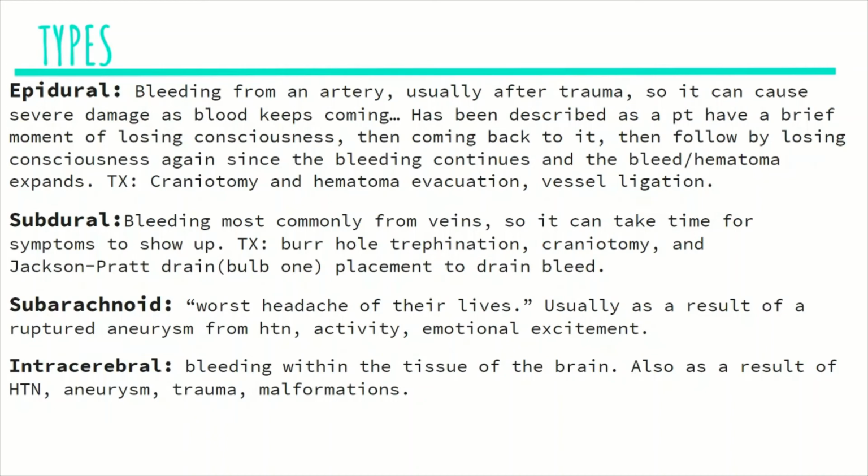Intracerebral bleeds, again, can also be a result of high blood pressure, aneurysms, trauma, or malformations. And then know that older patients can have brain atrophy and can tolerate bleeding inside their head because there is room for it. So they may show up with confusion, a declining mental status, nausea, and other symptoms that have progressed over time. Again, it's because their brain has the room for the bleed to expand without pressing on other structures as fast as it would for a younger patient.